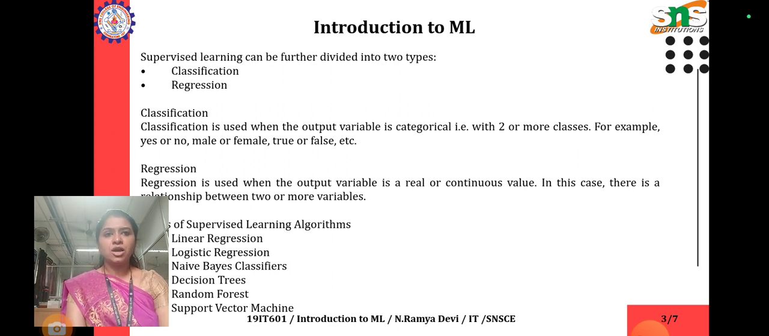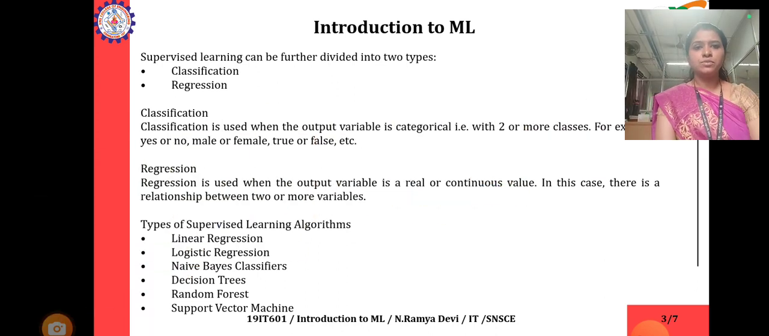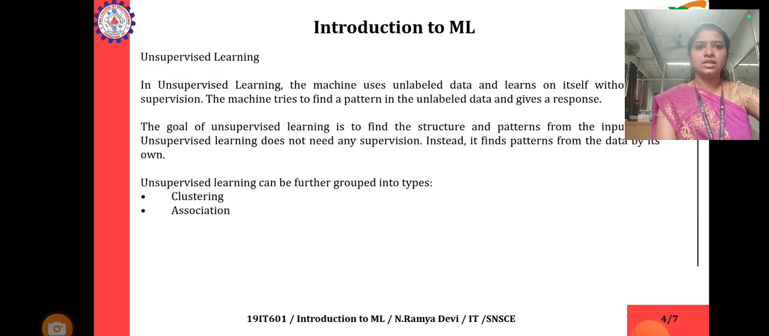Classification is used when the output variable is categorical, that is, with two or more classes, for example, yes or no, male or female, true or false. Regression is used when the output variable is a real or continuous value. In this case, there is a relationship between two or more variables. Examples of supervised learning algorithms are linear regression, logistic regression, naive-Bayes classifiers, decision trees, random forests, and support vector machines.